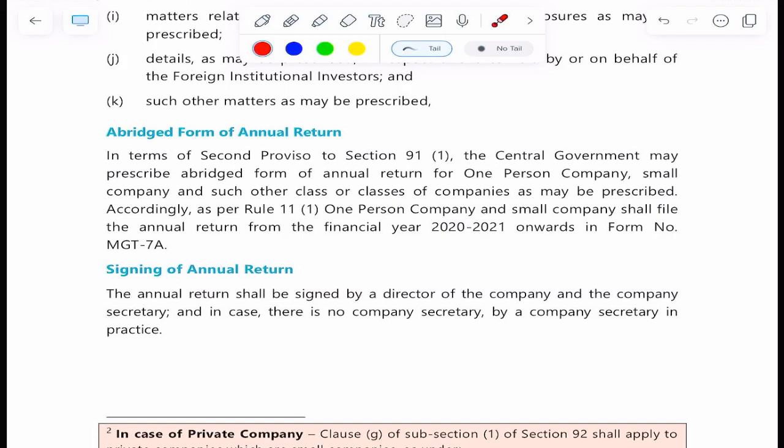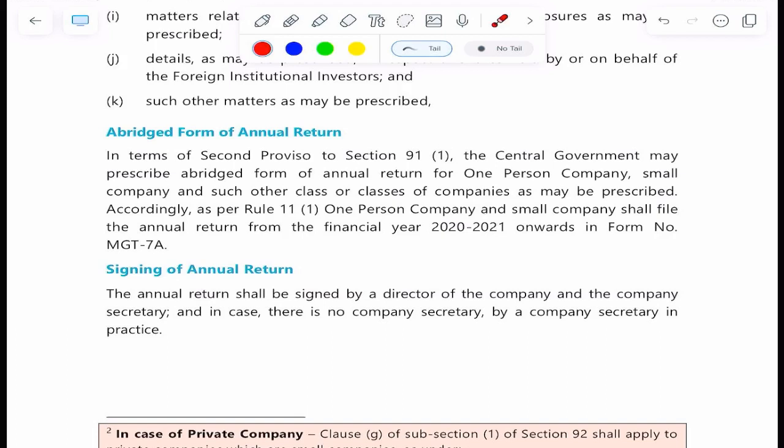Abridged form of annual return. In terms of the second proviso to section 92(1), the Central Government may prescribe the abridged form of annual return for one person companies and small companies and such other class or classes of companies as may be prescribed. Accordingly, as per Rule 11(1), OPC and small companies shall file the annual return from the financial year 2021 onwards in form number MGT 7A.